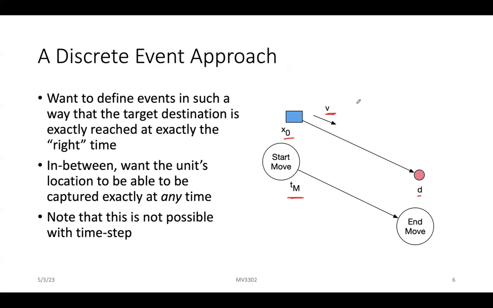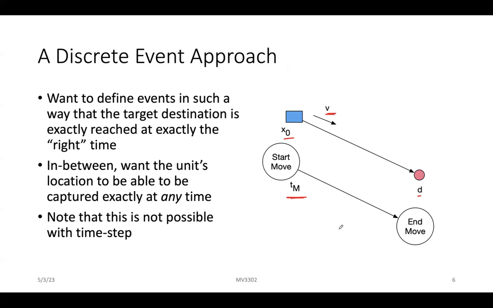And let me say that again. Given all the information we have here, the event graph piece that represents this is: we have a start move event, we have an end move event, and then what we need to know is the delay between when we start this move and we end our move, which will be exactly at our destination.